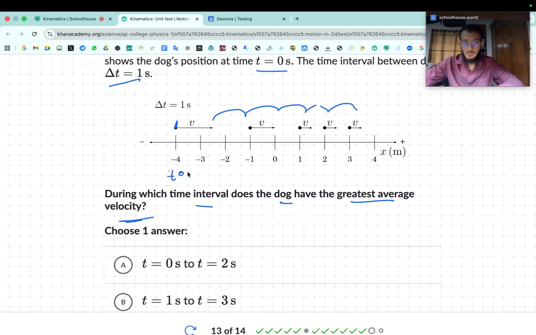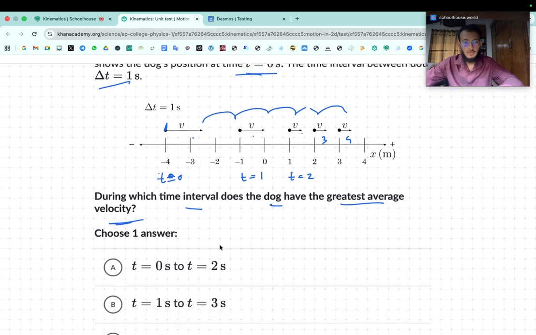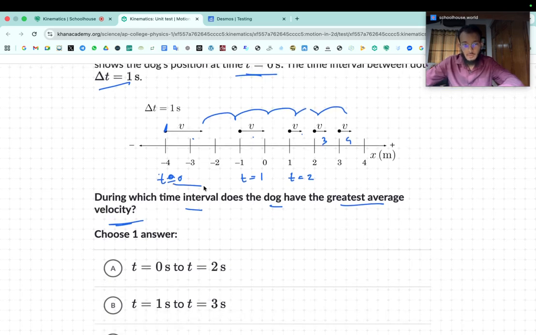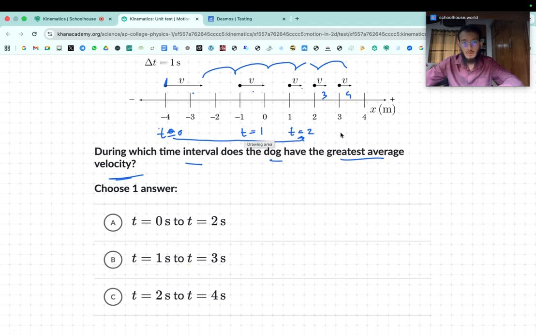These are not times. This is t equals 0. This is t equals 1. This is t equals 2. This is 3. This is 4. 0, 1, 2. Because it says the first dot shows t equals 0. So from 0 to 2, or 1 to 3, or 2 to 4, which must have the greatest average velocity?